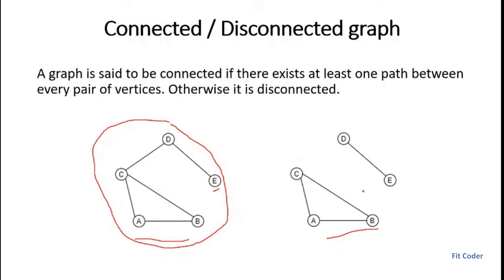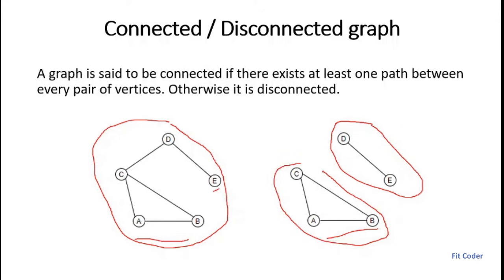If we take another example, I have removed one edge from here, so now we have this graph. If someone says you are at point A and you have to reach point E, there is no way that you can reach point E or point D from point A because there is no edge connecting them. So this is known as a disconnected graph. Basically, a disconnected graph can be a combination of two or more connected graphs, and these individual connected graphs are known as components. So this disconnected graph is comprised of two connected graphs, or two components.